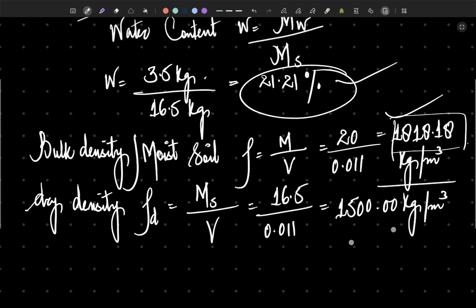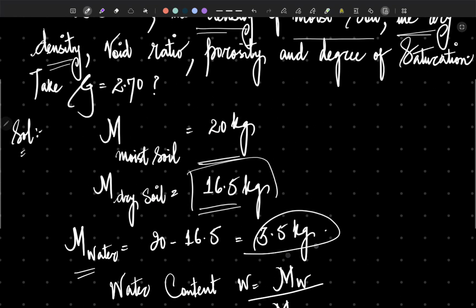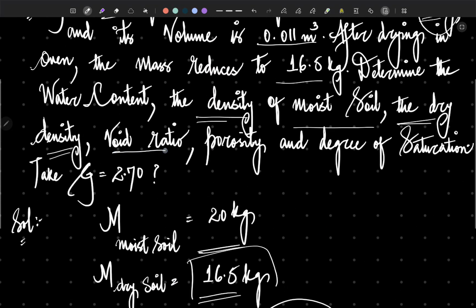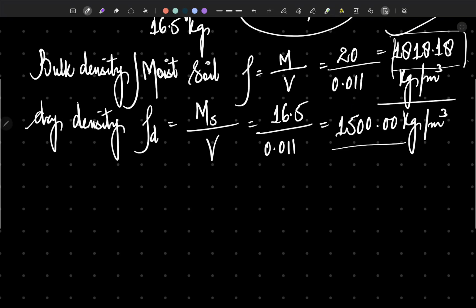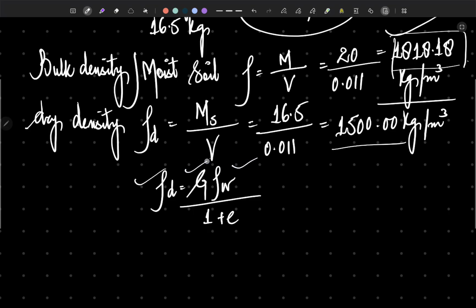All right, what does the question demand next? The question says find the void ratio, and then we have to subsequently find the porosity and degree of saturation as well. First, void ratio. For void ratio, the expression that we are going to use is that dry density is equal to this. This is the general expression. We know this, we know this, we know this. It's given in the question. We have to find the void ratio.